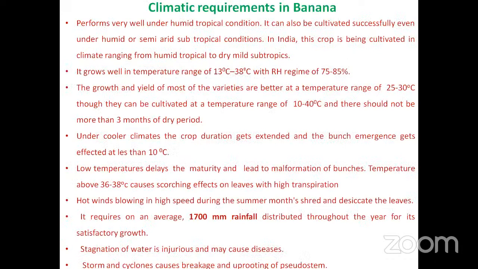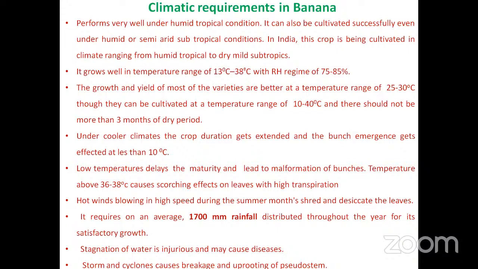Coming to the climatic conditions, this banana crop performs very well under tropical conditions. Even it can be cultivated in semi-arid or subtropical conditions. In India, it is being cultivated in different climatic conditions ranging from humid tropical to dry, mild subtropics. The optimal temperature for growing banana is from 13 degrees centigrade to 38 degrees centigrade with a relative humidity of 75 to 85%. And maximum growth is better with the temperature range of 25 to 30 degrees centigrade, even though they are cultivated in the temperature range of 10 to 40 degrees centigrade.